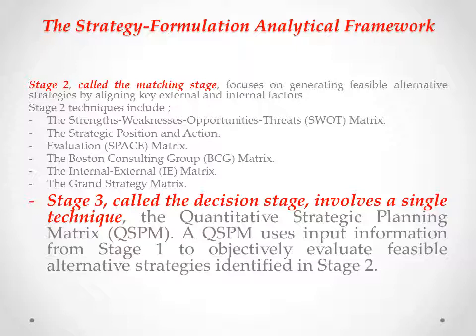So you should know that your strategy formulation analytic framework will include 3 main stages. The first stage is known as the input stage, and in this stage you make a good collection of all the information you need. The second stage is called the matching stage, and in this stage you generate all feasible alternative strategies by taking into account your key external and internal factors, and you make a balance between those two sides. And the last stage, as we have said before, is called the decision stage, and this stage depends only on a single technique.